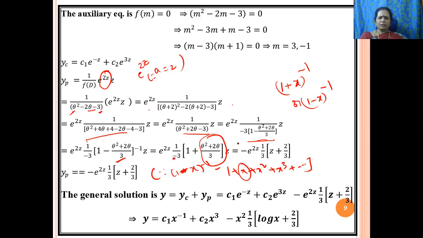So minus e power 2z into 1 by 3 into z into 1. Z into 1 is z. Into z, applying theta square to this, z into theta square into z, that is 0, right? Plus 2 by 3 into z into theta into z, that is 1. So 2 by 3 will be left over. Okay. So finally simplify, we'll get this is the yp. Then write down the general solution. Okay.